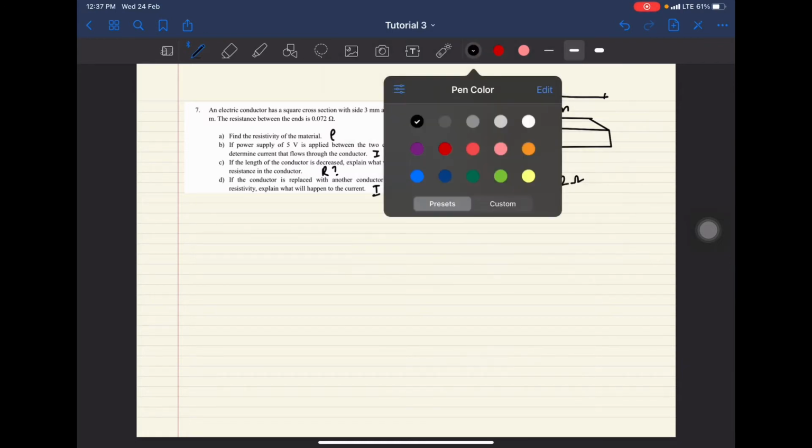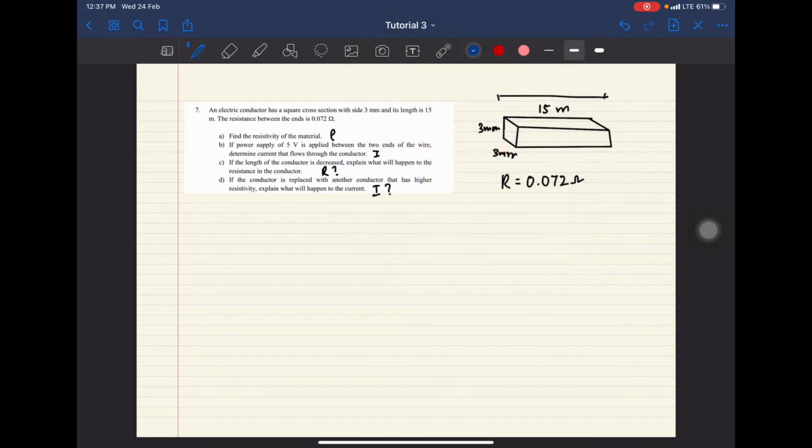So now to solve this one, this one is pretty straightforward. You can find the value of resistivity using the resistivity formula. Rho equals to RA over L. Okay, cuba biasakan tengok kamu punya formula sheet in front of the tutorial book, and then you can try to solve. 0.072. Okay, it will be 3 mm multiplied with 3 mm. So I change to meter. And then don't forget to take square, and then divided by the value of length, which is 15. So this is question A.